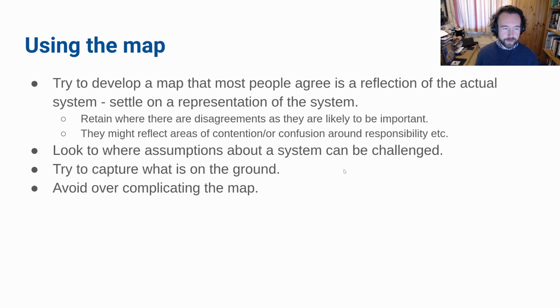Look for where assumptions about a system can be challenged. Try to capture what's on the ground and avoid overcomplicating. So when you're actually using it, it's useful not to overcomplicate it. So that might influence your decision about whether to map people, say. It might not be necessary at first, for sure.